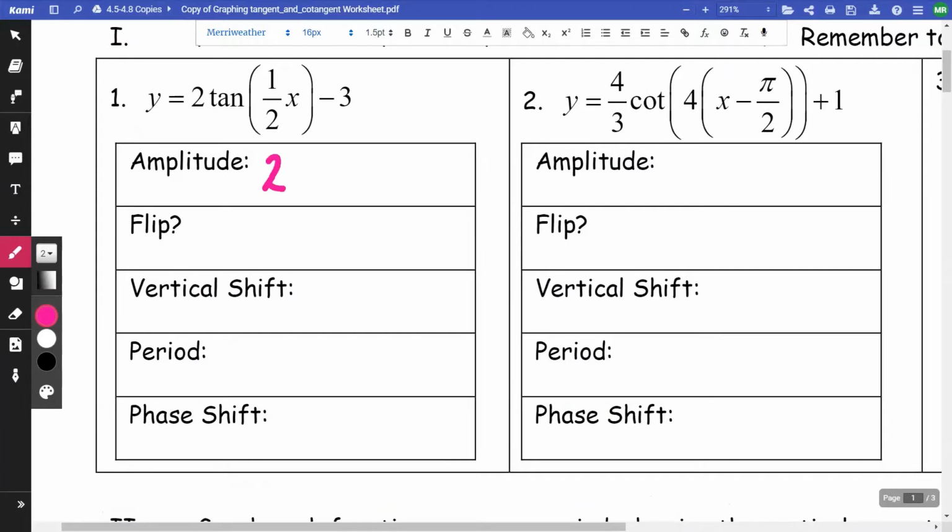When they say flip, you're paying attention to whether your amplitude had a negative in front of it being flipped. So this is no. Vertical shift is -3. Your normal period is pi. It's pi divided by your b, which is 1/2, and that is actually going to be 2 pi. And then your phase shift is going to be none because we don't have anything added or subtracted.